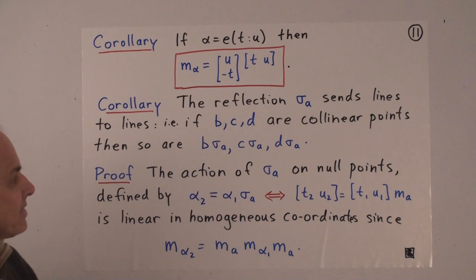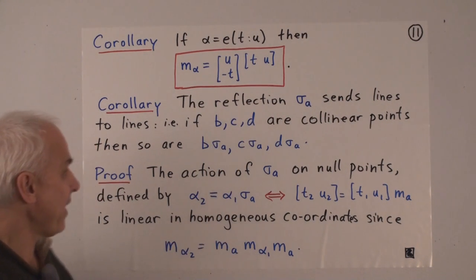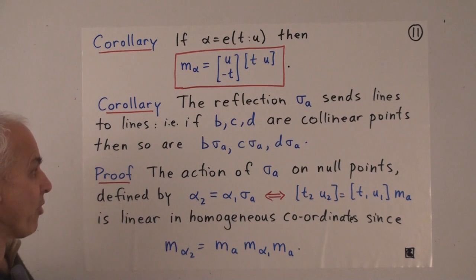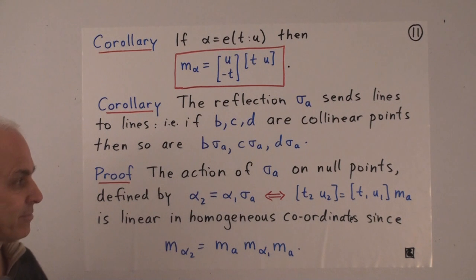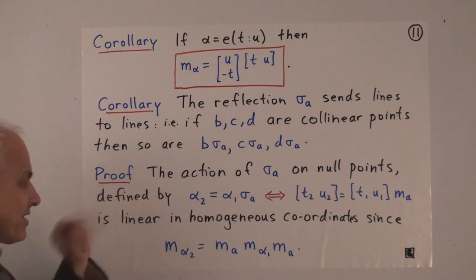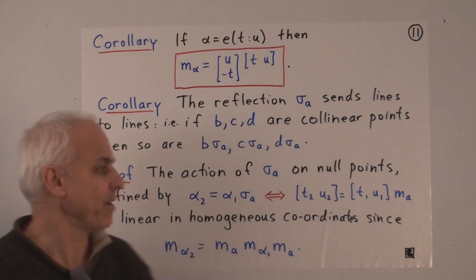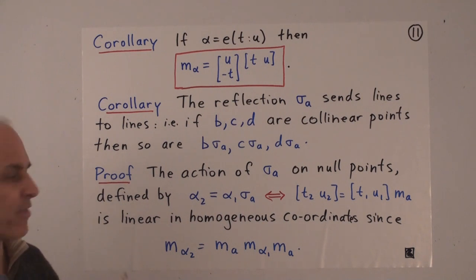And our second corollary is that this reflection sigma A, reflecting in a point A, really does send lines to lines. By that I mean that if you have three collinear points, say B, C, and D, then the images of those three points are also collinear. Okay, so I'm going to do this a little bit briefly. You can think about this. We'll talk a little bit more about this later on when we talk about 3 by 3 matrices.